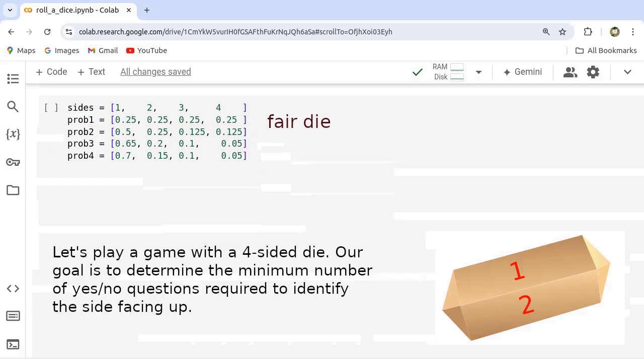Let's play a game with the die where one person rolls it and the other person guesses the outcome by asking yes or no questions to narrow down the possibilities until he knows the answer. We will explore different probability distributions and questioning strategies.